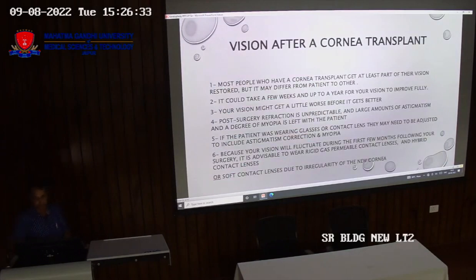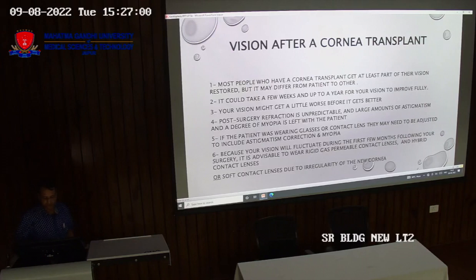Vision after a corneal transplant. Most people who have a corneal transplant get at least part of their vision restored, but it may differ from patient to patient. It could take a few weeks to up to a year for your visual acuity to improve. Your vision might get a little blurry before it gets better. Post-surgery refraction is unpredictable. If the patient was wearing glasses or contact lenses, they may need to be adjusted.